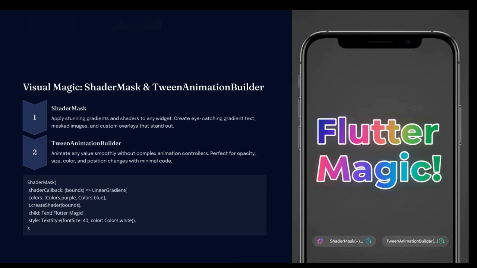Apply stunning gradients and shaders to any widget with ShaderMask, creating eye-catching designs. TweenAnimationBuilder allows animations to play smoothly without complex code, perfect for opacity, size, color, and position changes, adding a magical touch to your app.